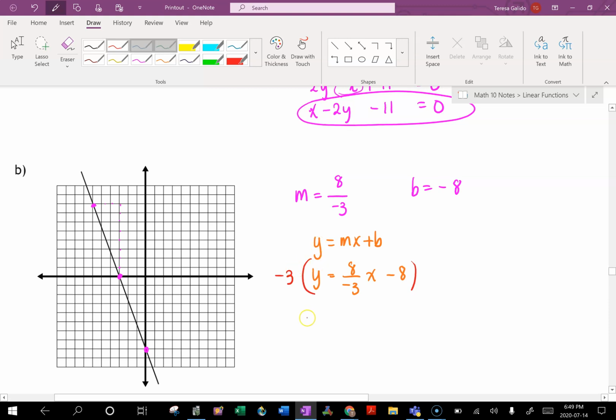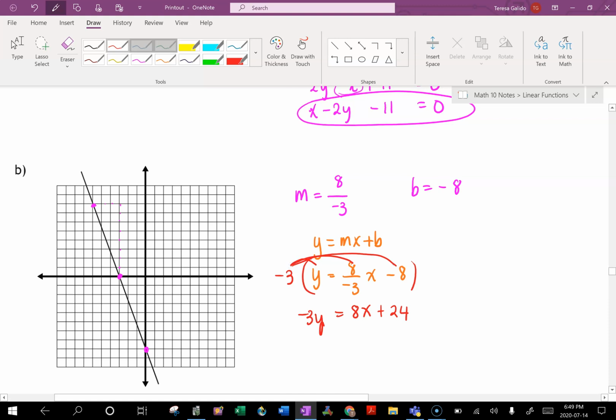So -3 times y is -3y. -3 times 8 over -3 cancels it out, it will be positive 8x. And -3 times -8 is positive 24. Please take note of those positives and negatives as well as multiplication. So I did this, okay? I multiplied everything.